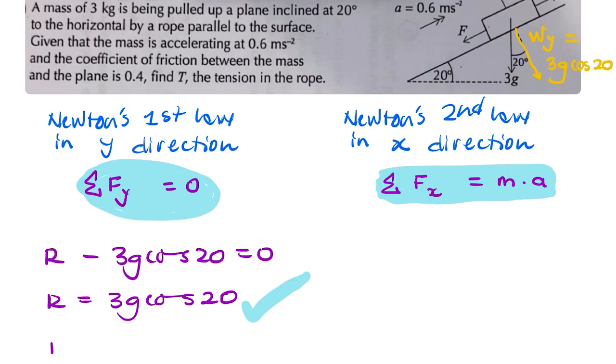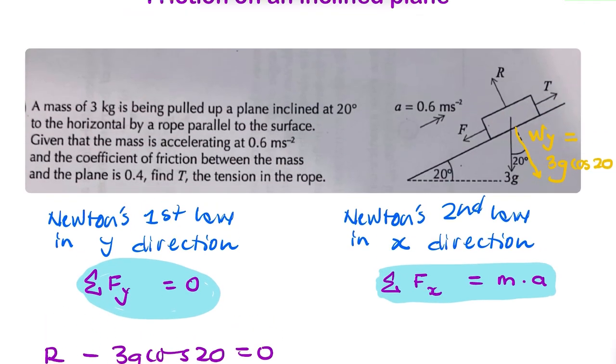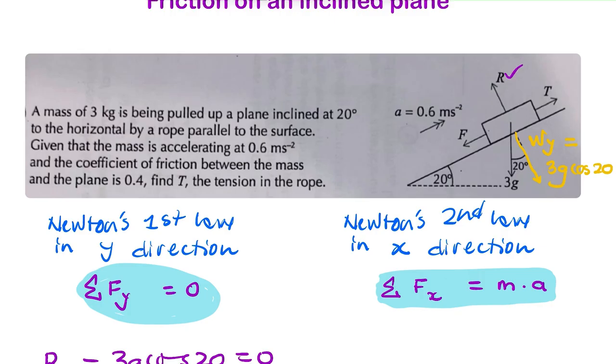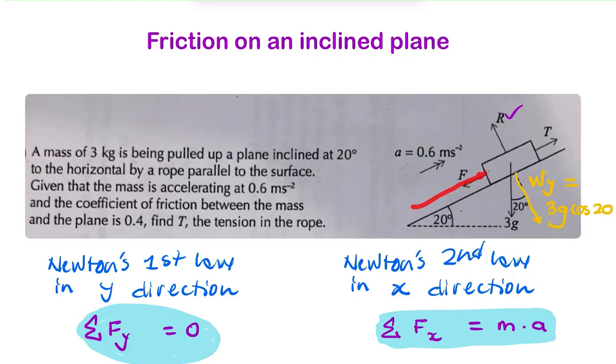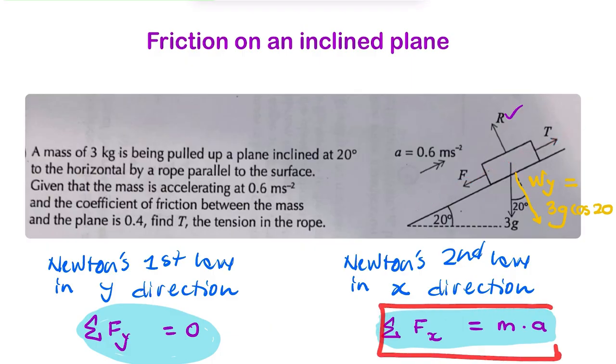And that's really helpful because it'll help us to find the value of friction. And just putting that in your calculator gives you 27.66. So that's the value for R, which is the normal reaction force. Now let's look in the x direction, where we're going to be applying Newton's second law.